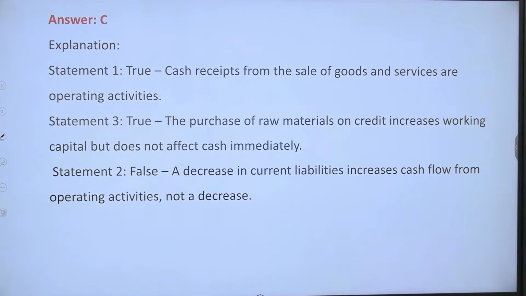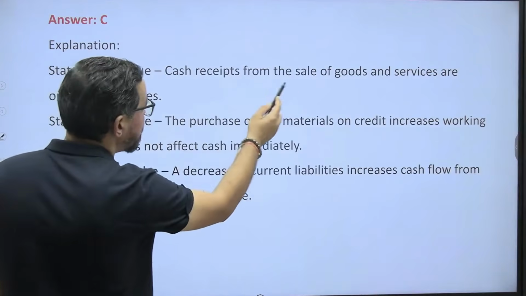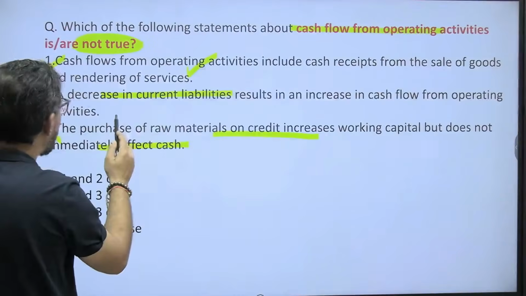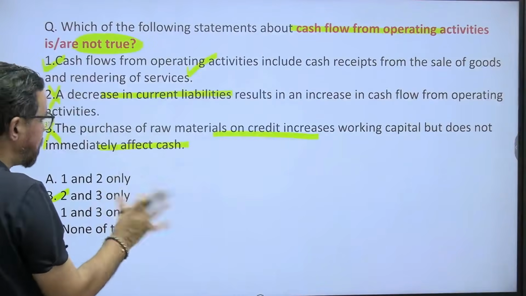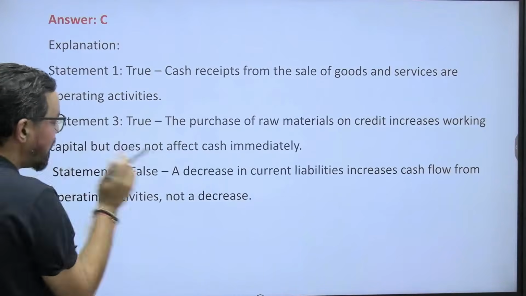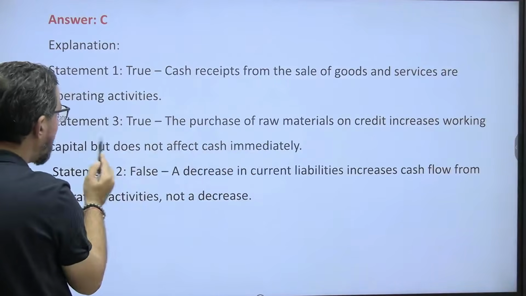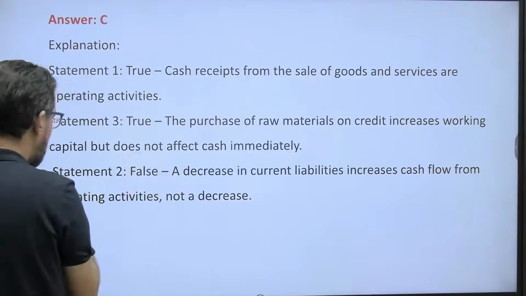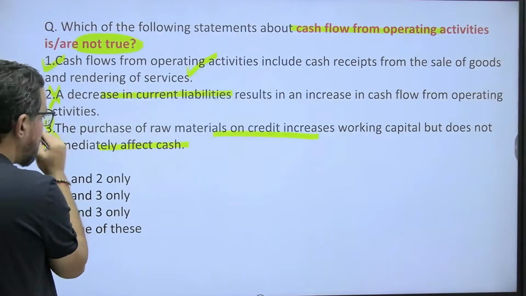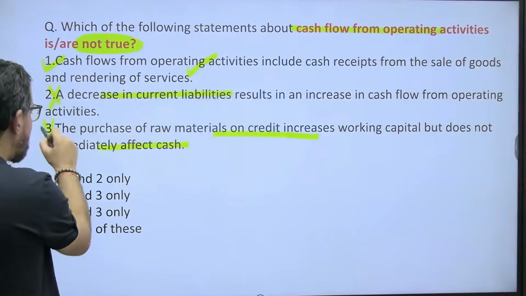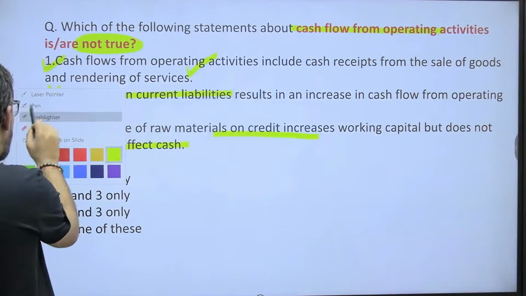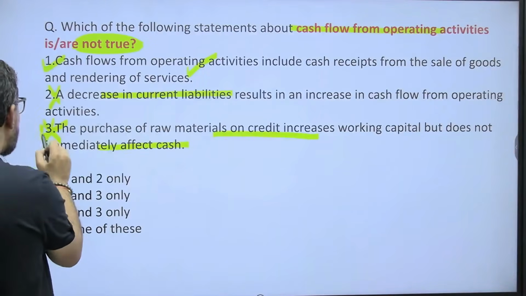Purchase of raw material on credit increases. So statement 1, cash received from sale of goods, services, operating activities. Okay, there is some mismatch in this question. The purchase of raw material on credit increases working capital but does not affect the cash. Okay, that means this is right, guys. Sorry, my bad. We have to correct this one.